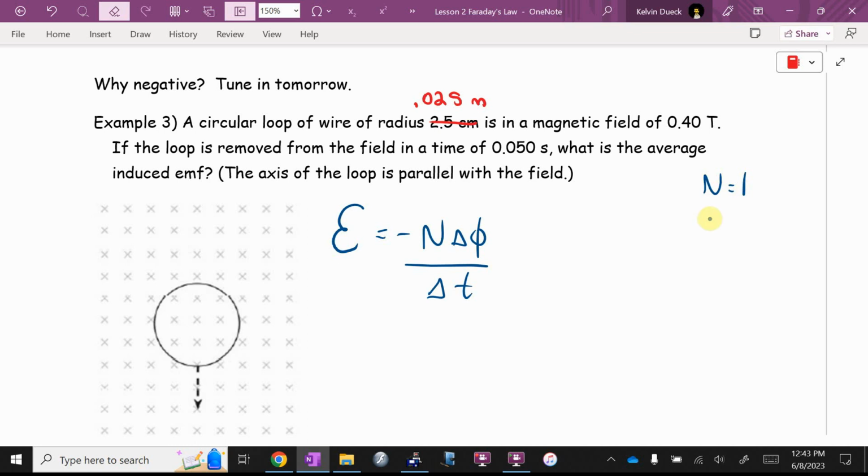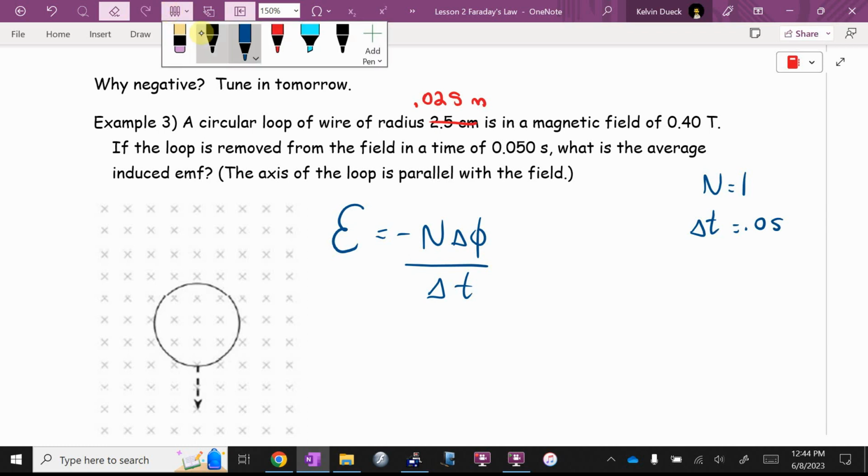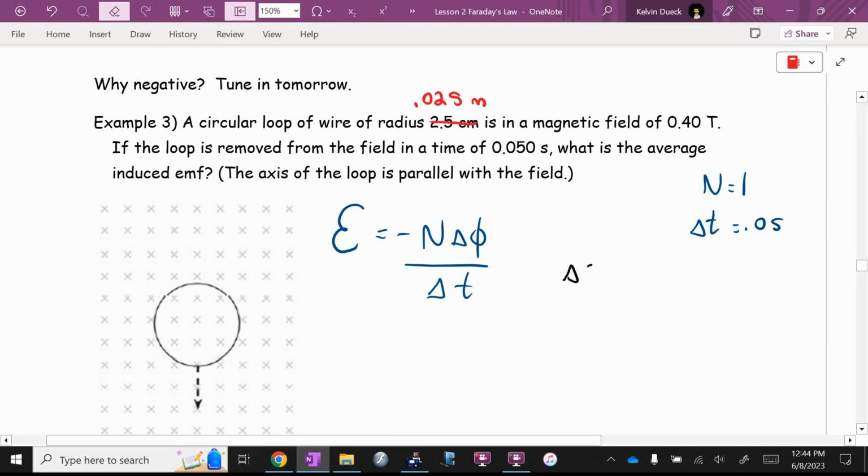Oh, and Jonah, what's delta T? They told you. Don't overcomplicate it. Go read. Delta T. Change in time. Yes. Capital T is Teslas. That's magnetic field. Okay. What we need to find is the change in flux. I'm going to change colors. Well, what's change in anything?